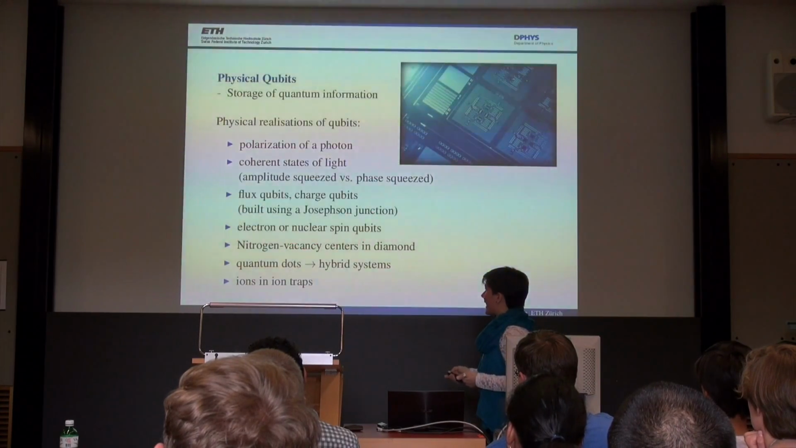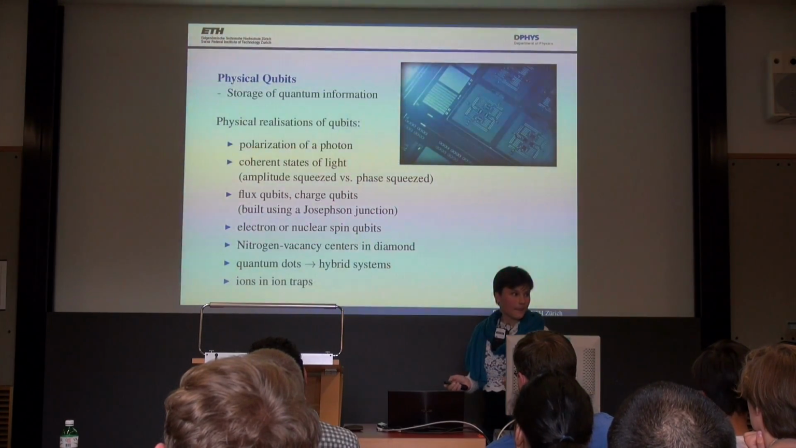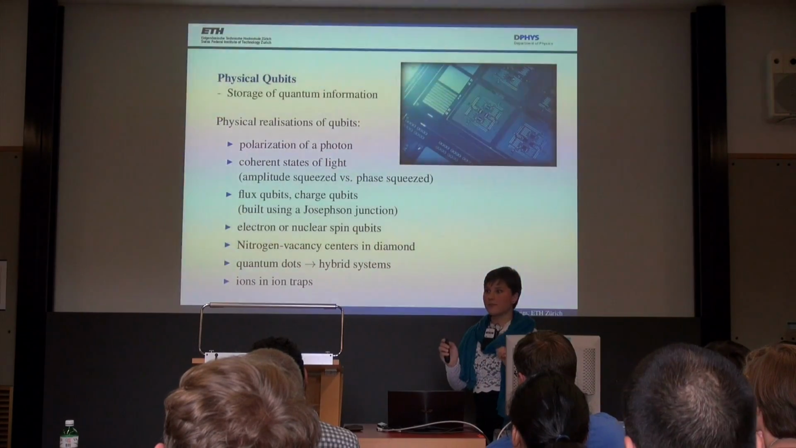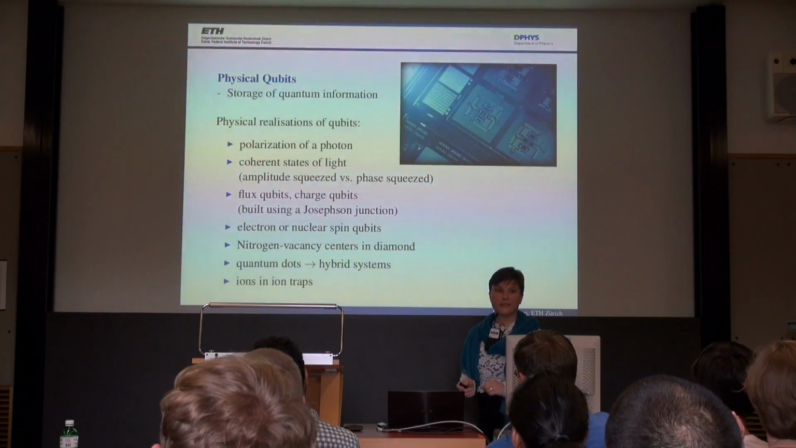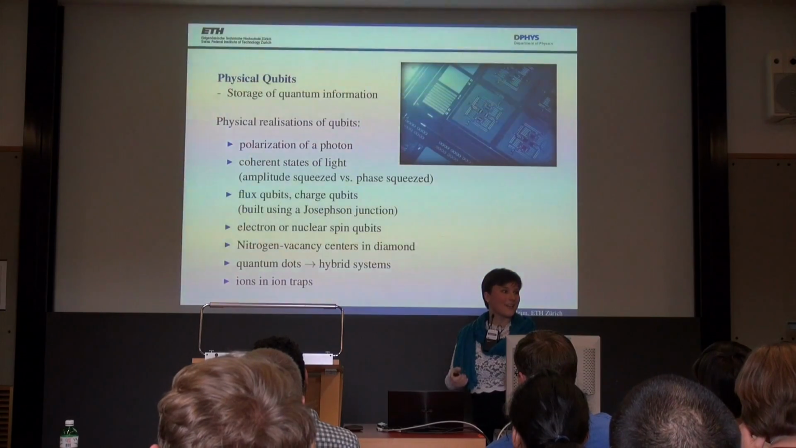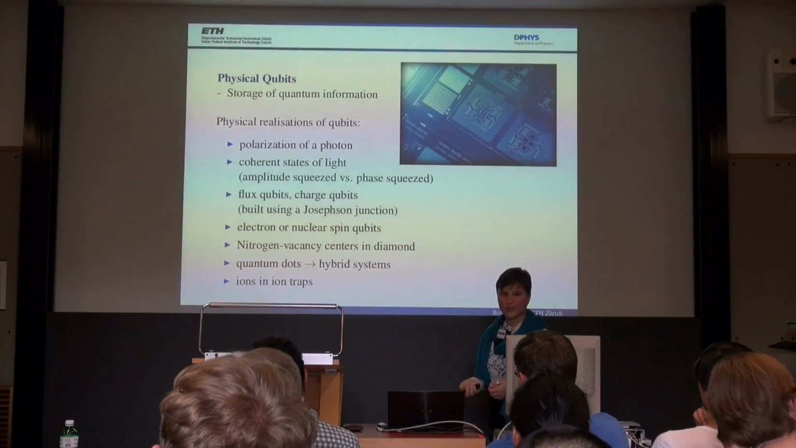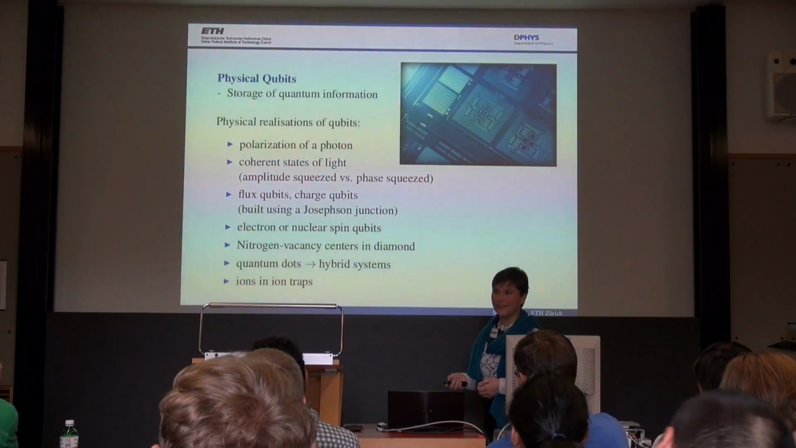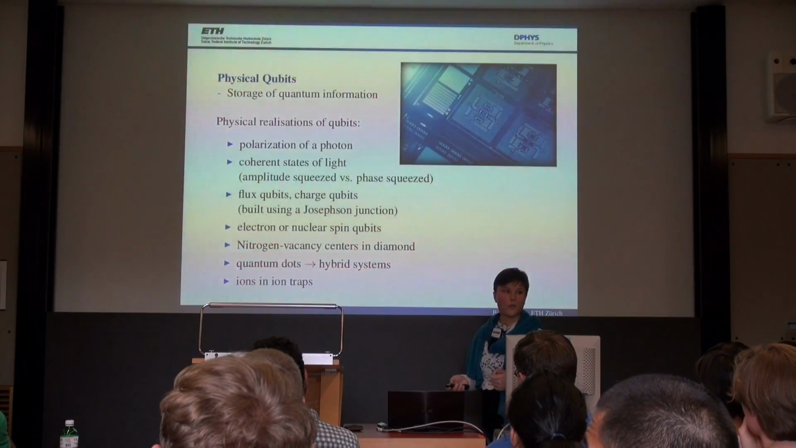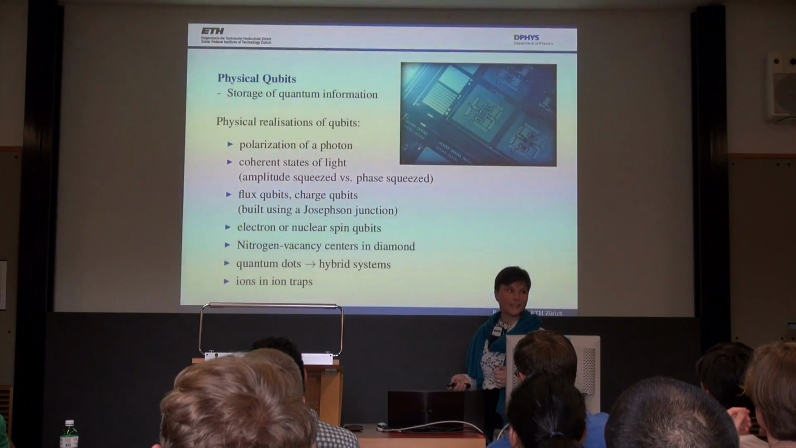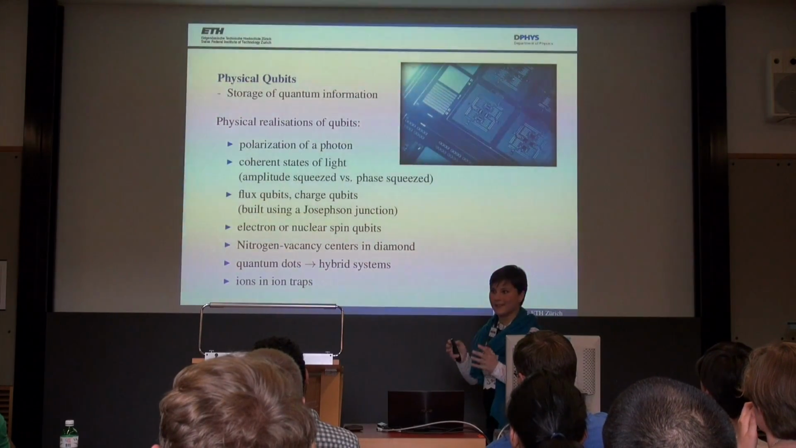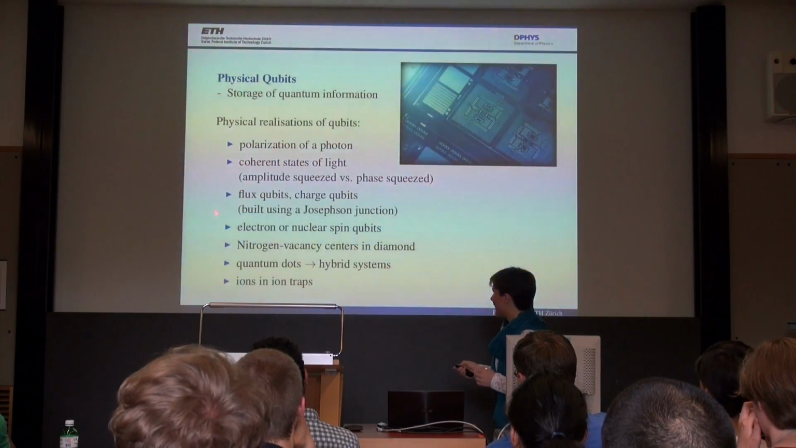You could use electron or nuclear spins. So the spin thing, who knows what spin is? Yeah, the thing that goes up or down. That's exactly our two-level system. So that's very straightforward. It's not so straightforward to actually manipulate the spin of an electron in the way you want it, and just of that electron and not everything around it. So it's a bit harder.